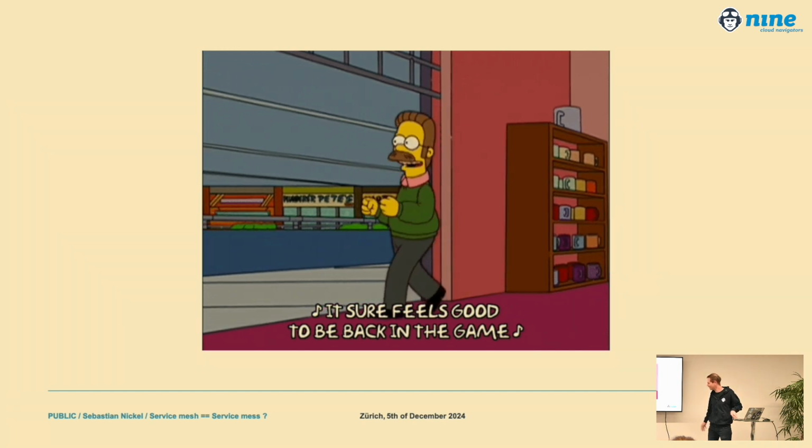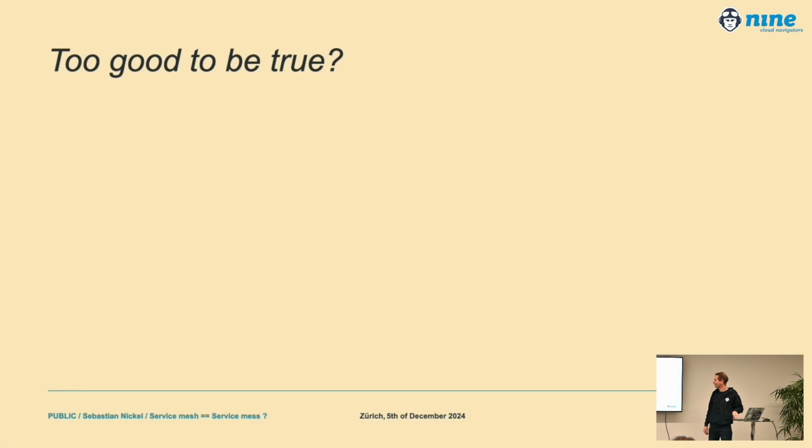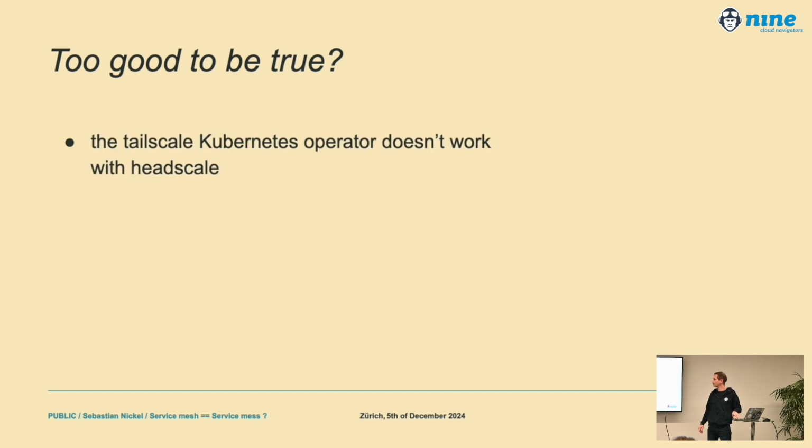So yeah, it felt really good to be back in the game. That was really great. And yeah, we tested everything. And was it too good to be true? Well, the Tailscale Kubernetes operator actually doesn't work with Headscale. And the reason for that is the operator talks to the control server. That's cool, that's what Headscale implements. But there are, I don't know, 2 or 3 API calls actually, which go to, let's call it, a proprietary API at tailscale.com. 2 or 3, right? So people try to solve that issue.